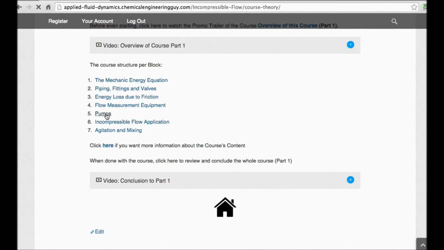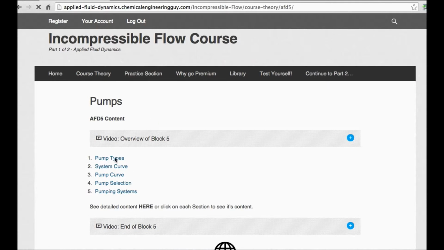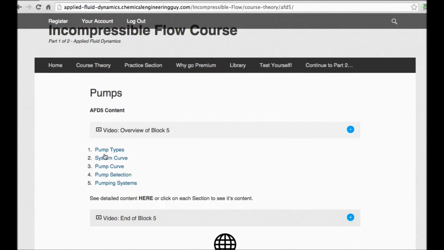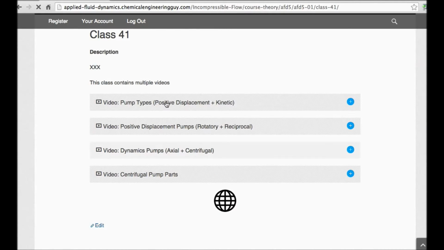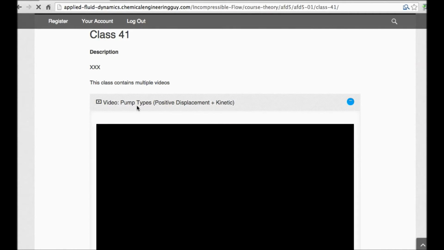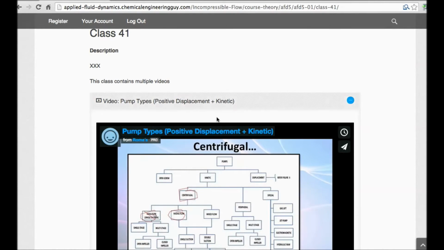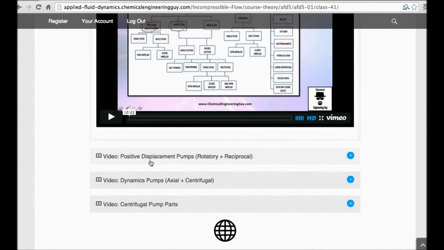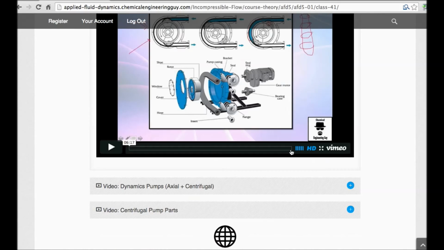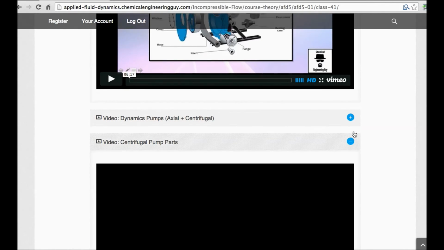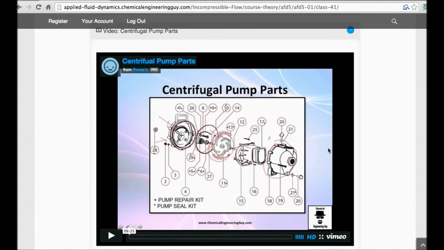Not only that, you get a very straightforward, user-friendly interface. So for instance, if you were analyzing or studying pumps, you have it here, the pump block, and then you have the sections. If you're, for example, studying the types of pumps, you can go here, and you have all the classes right here. Not to mention that you also have an introduction and conclusion for every one of these. So for instance, if you were studying positive displacement pumps, the video is right here. If you were studying positive displacement pumps, rotary and reciprocating are also included here. Centrifugal pumps, which is a very important topic in this course, you have it right here.